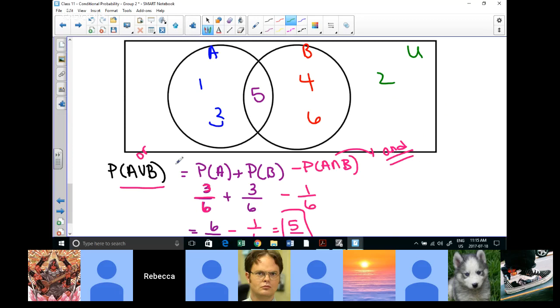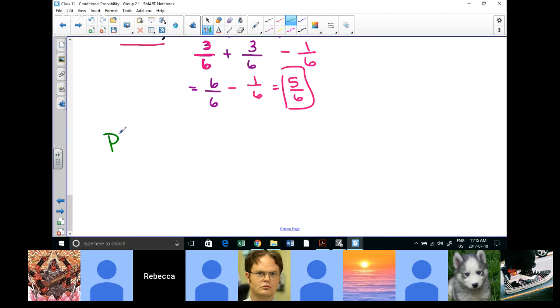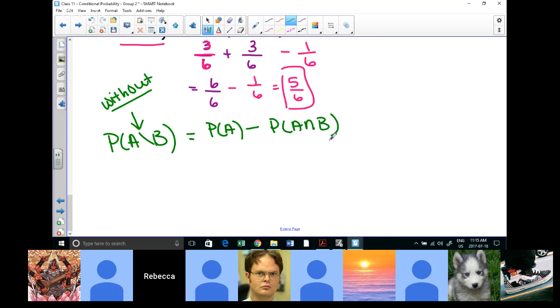Yep, so this means or, this means and, which is the same thing as the intersection. Okay, so if I wanted the probability, in this case, of A minus B. This means whatever's in A without the things that overlap with B. So according to our rule, we take the probability of A minus the probability of their intersection.